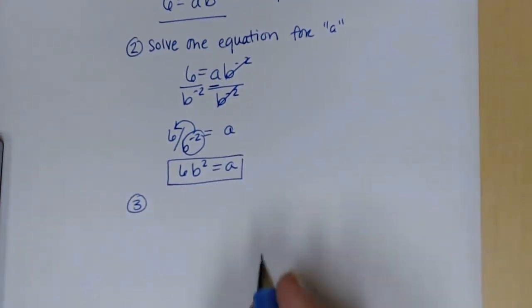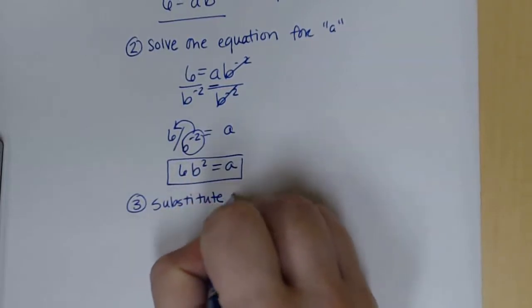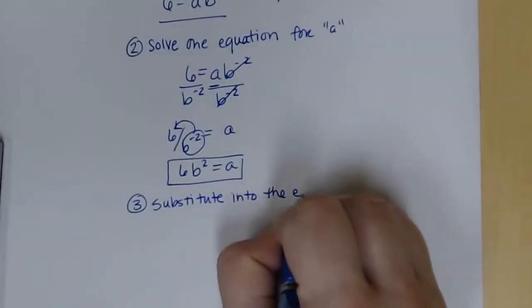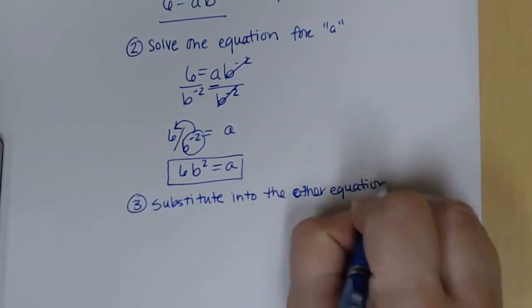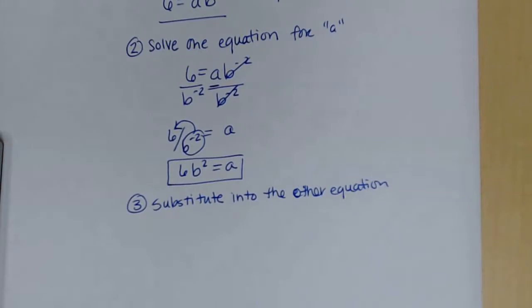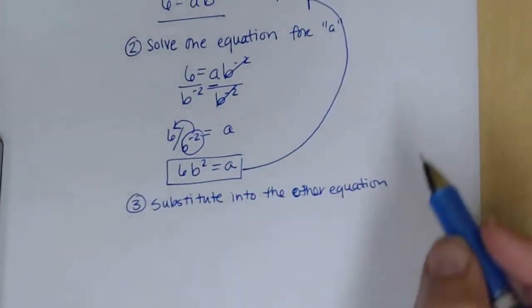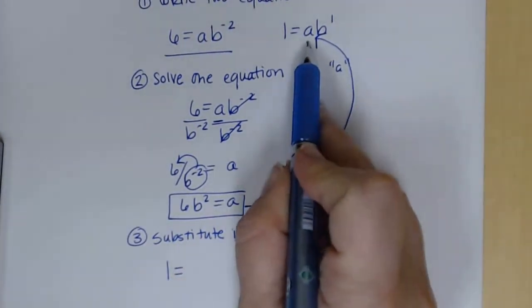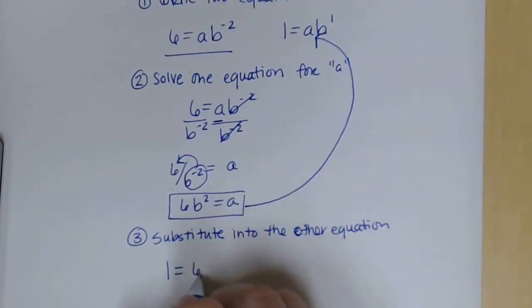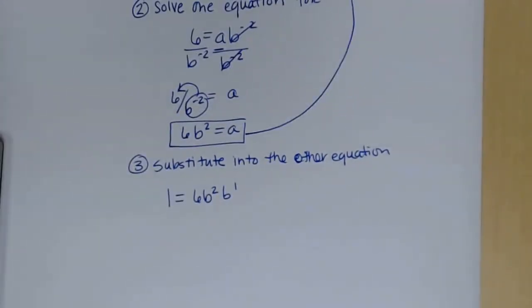Step 3, I want to substitute into the other equation. Because both of these values have to be true. Both of these ordered pairs have to be true for this exponential. So I'm going to take what I found to be a, and I'm going to plug it in all the way up here for my second equation. So I'm going to say 1 is equal to, instead of a, I'm going to put 6b squared times b to the first. Now I have it in one variable, and I can solve for that variable.